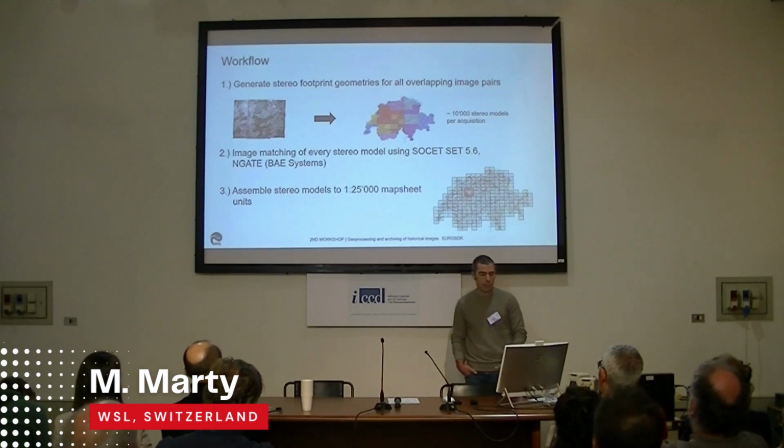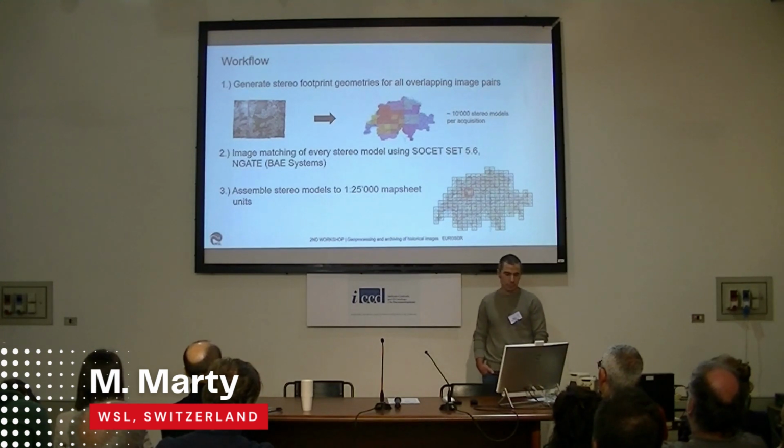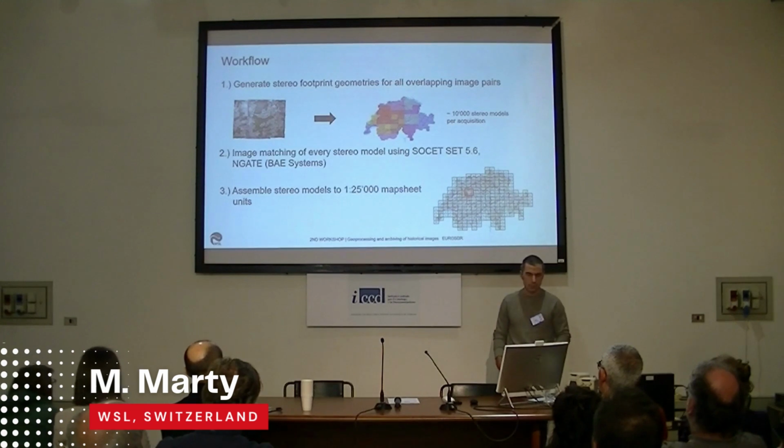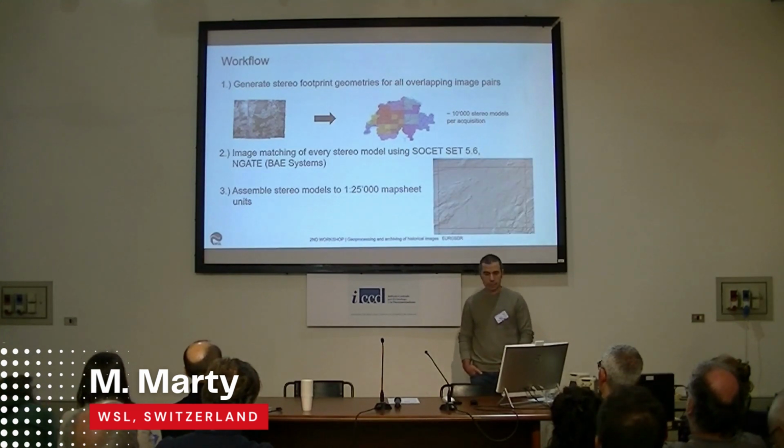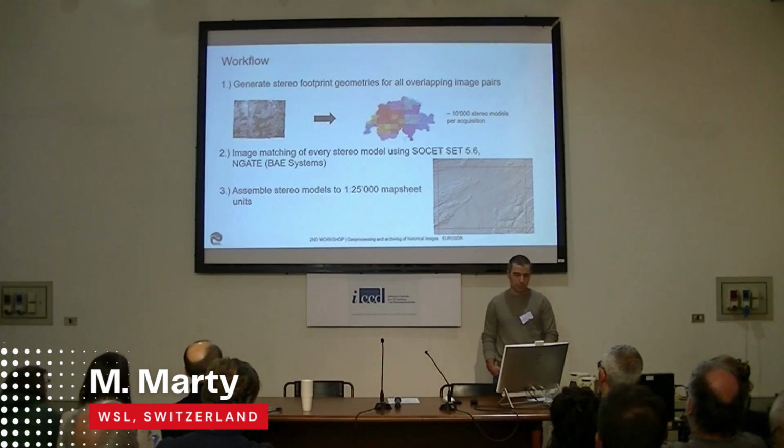Then we assemble all the DSMs of the stereo models to 1 to 25,000 mapsheet units. You see on the map the distribution of these units over Switzerland. Then we basically end up with a DSM for every mapsheet unit and for every acquisition.